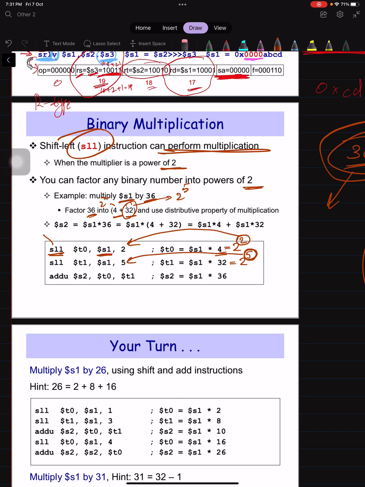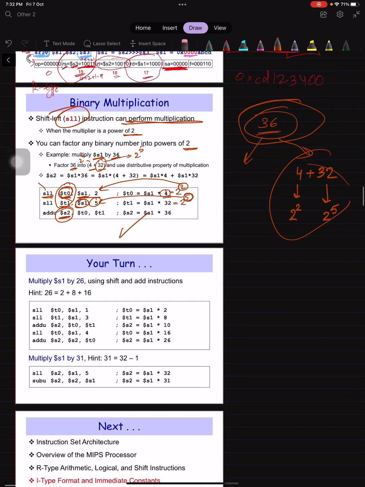We multiply S1 by 4, then put the answer in temporary 0. And why do we put the answer in temporary 0? Because again we don't care about this value, we care about the big solution that comes out at the end, which we are now putting in S2. So first we multiply S1 by 4, and we multiply S1 again by 32, then put the value in T1, and then we add T1 and T0 and put the answer in S2, and that's it, we are done. Okay, I hope this is clear.